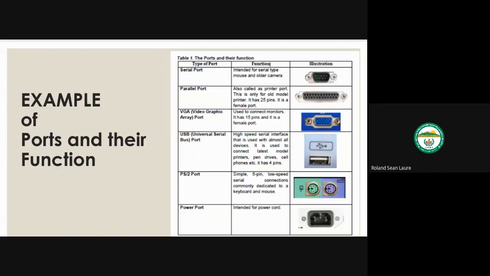So we have many types of ports. I will discuss them one by one. Okay? So the first port is the serial port. It is intended for a serial type mouse or older camera. So these are old ones.